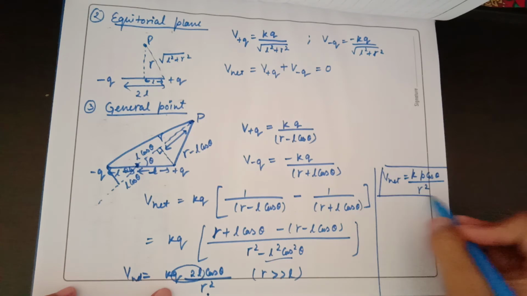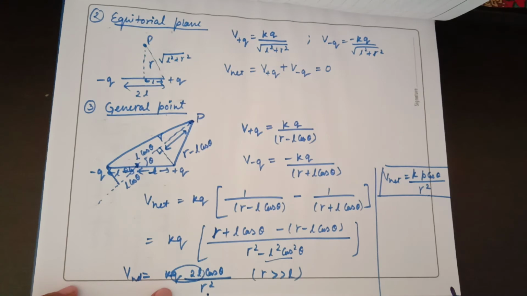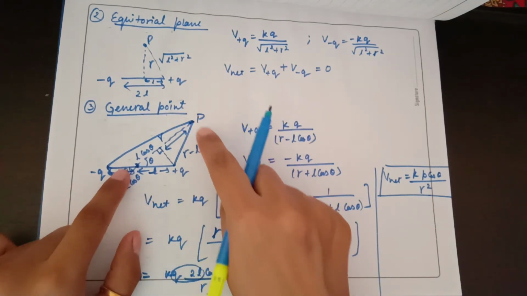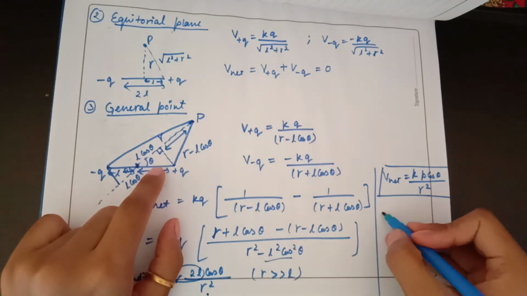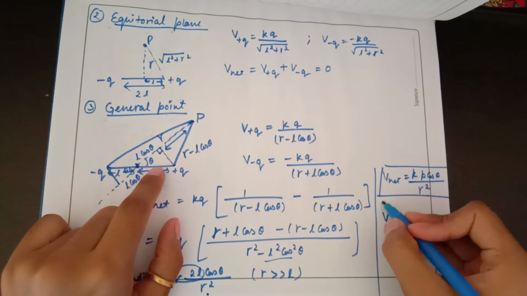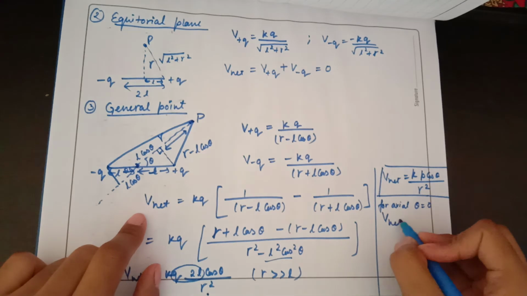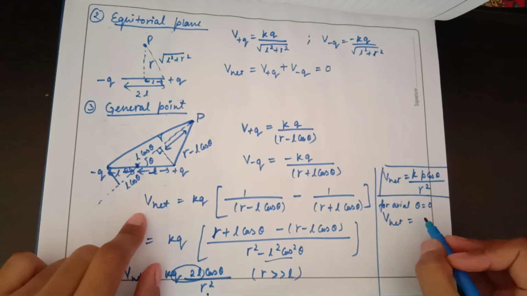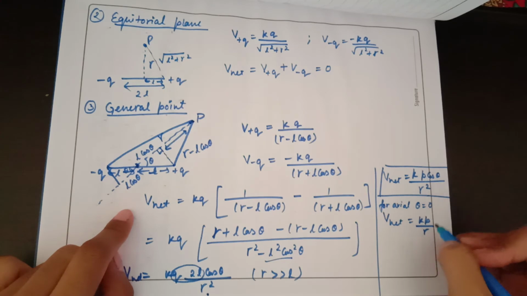So this is the formula for any general point. V net is equal to kp cos theta divided by r square. Now you can cross check it. For example, if you take the point in axial position, if this point lies here, then theta will be equal to 0. So for axial, theta is equal to 0, V net will be equal to kp cos theta, and cos 0 is 1. So you will be left with kp divided by r square.